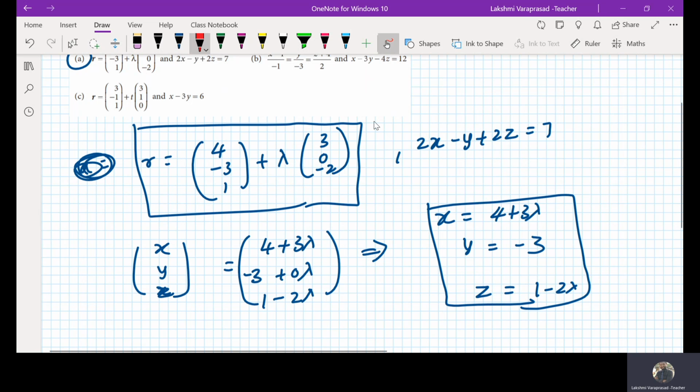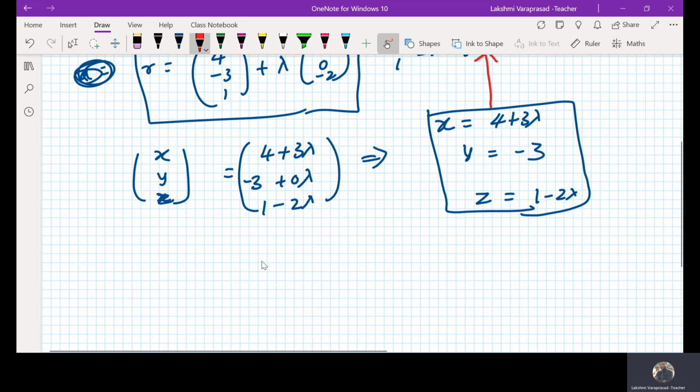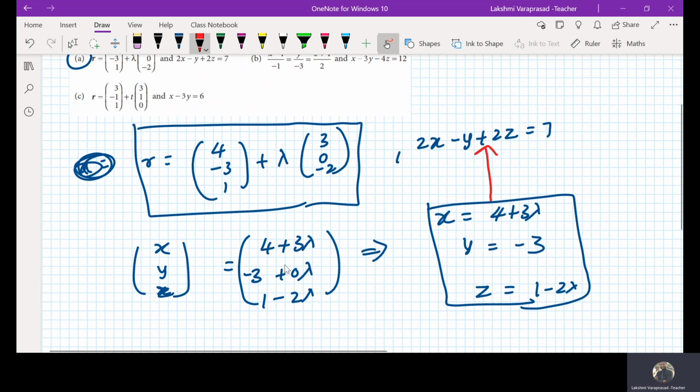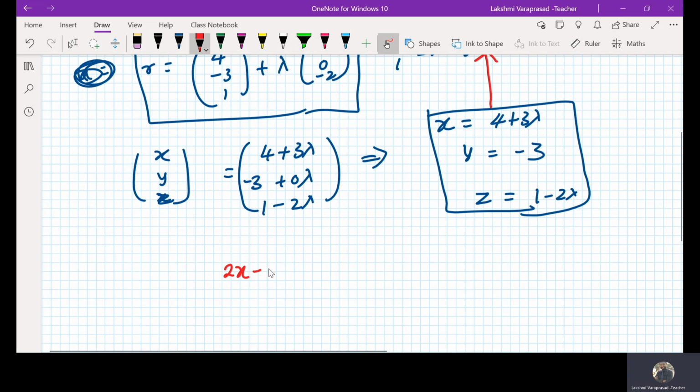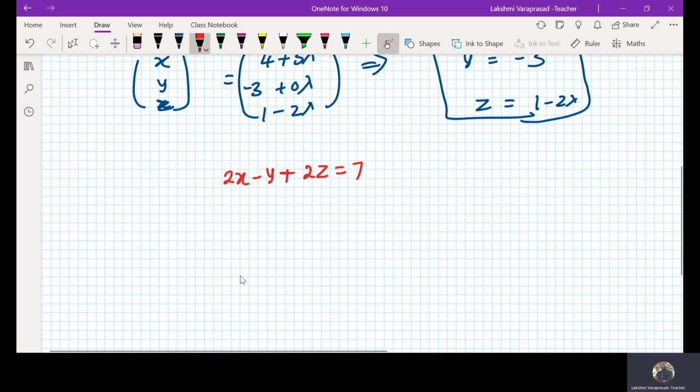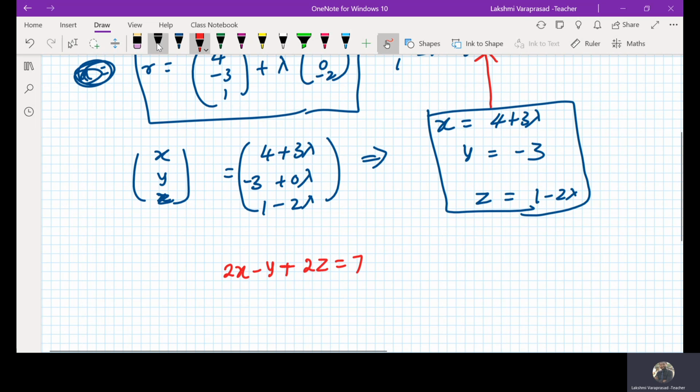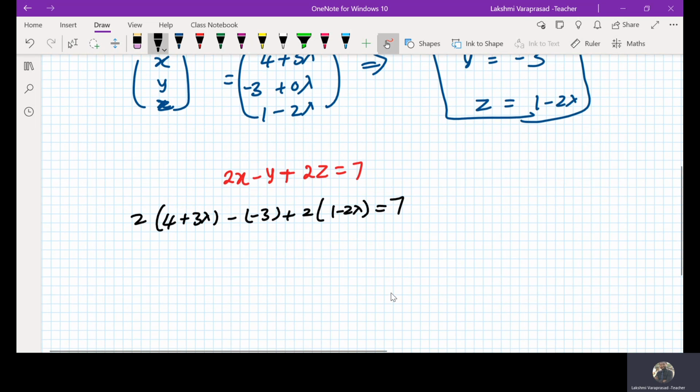What I am planning is to substitute these 3 equations into the given plane. Our given plane equation is 2x minus y plus 2z is equal to 7. So we'll substitute the values we got so far: 2 times (4 plus 3 lambda), minus y, which is minus 3, plus 2 times (1 minus 2 lambda) is equal to 7. I will simplify this and find the lambda value.